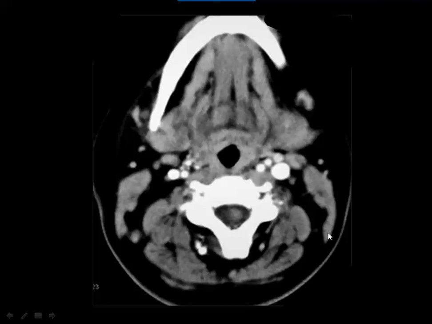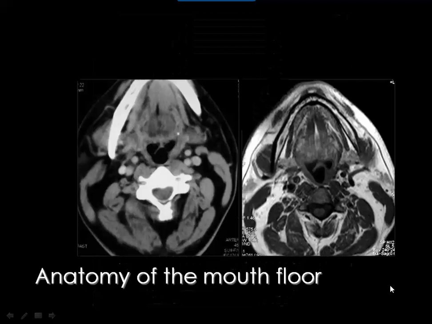The sternomastoid on the left side and the sternomastoid on the right side. Of course, you know that this is a lymph node which is pathologically enlarged, related to the left submandibular salivary gland. And here is the anatomy of the mouth floor.